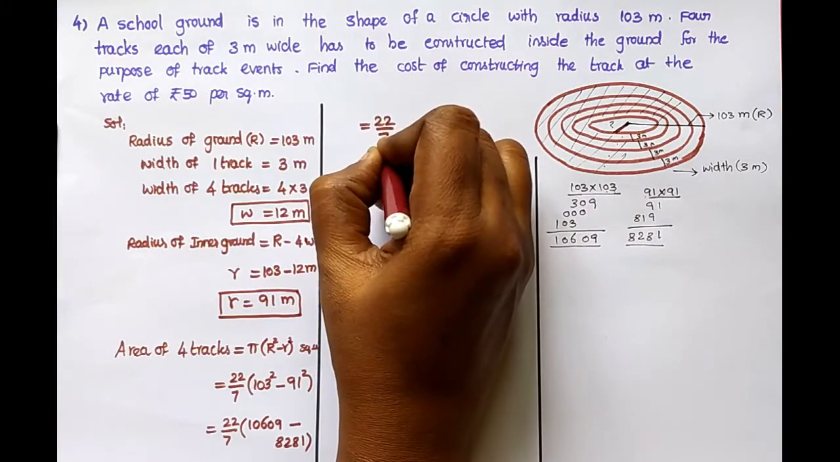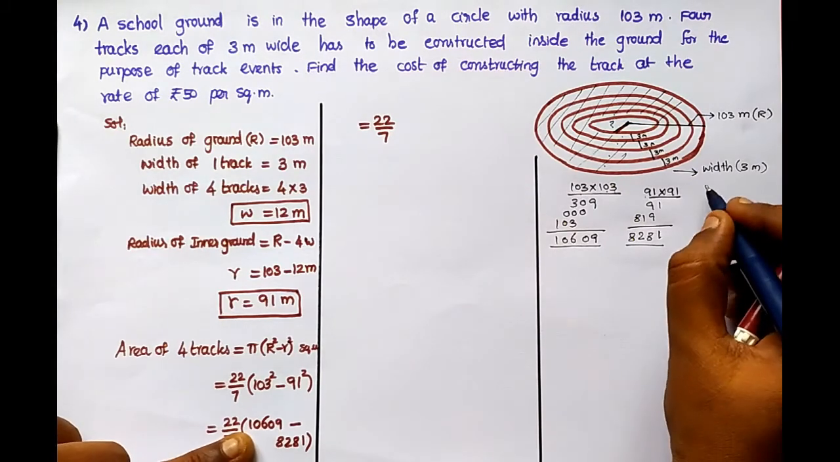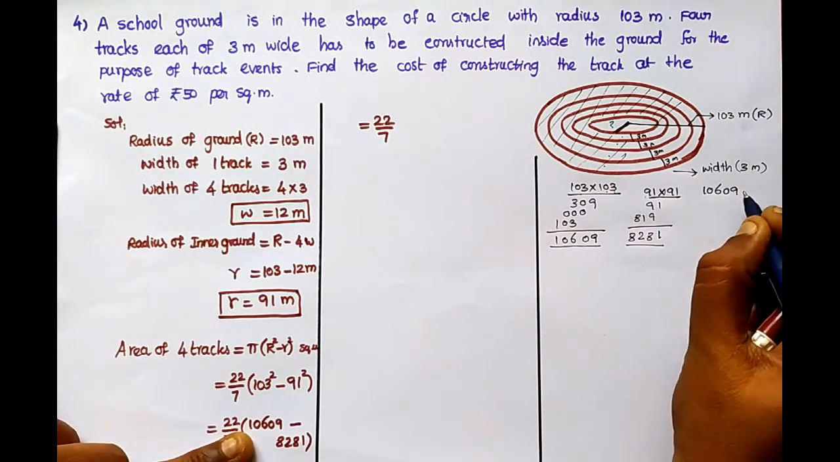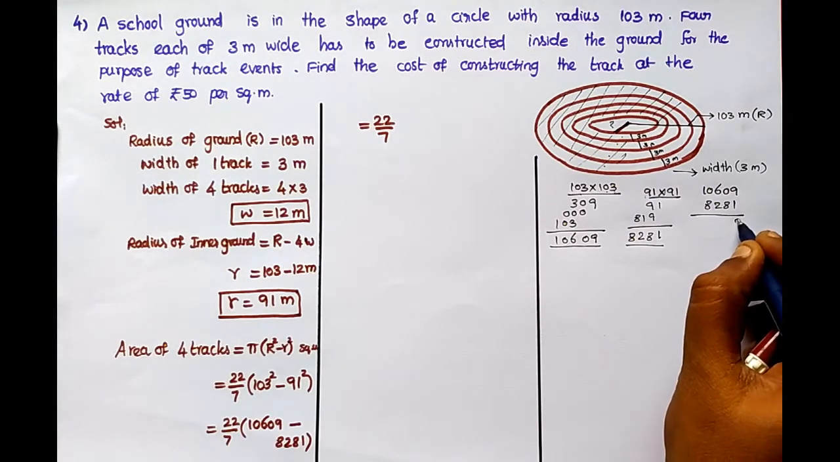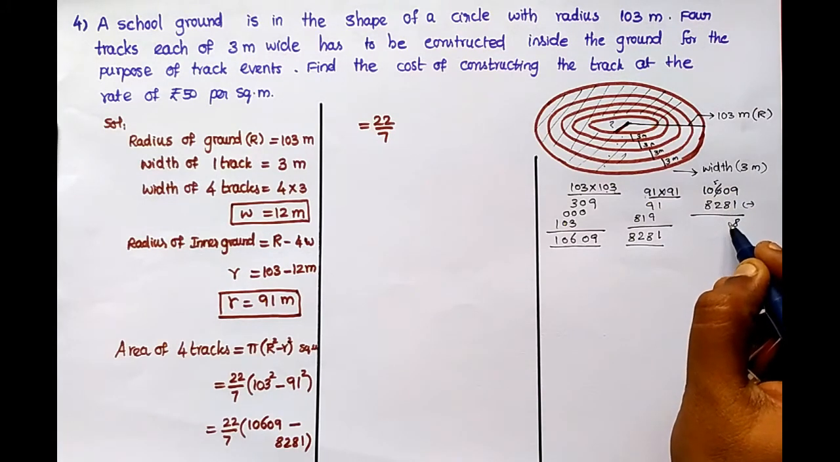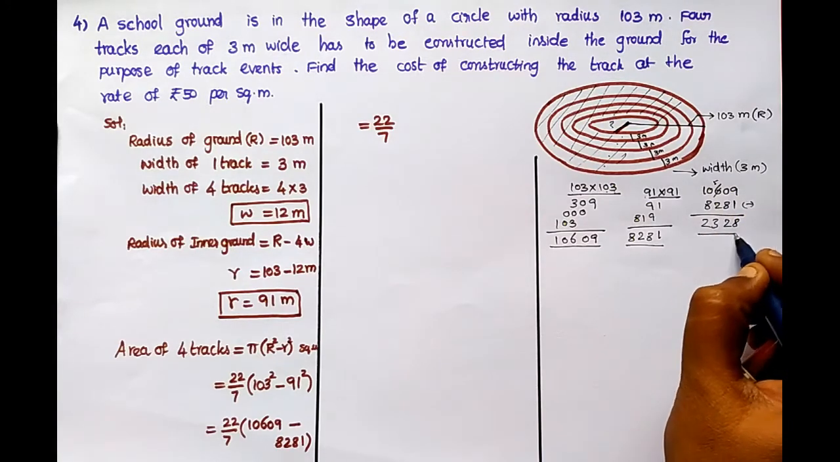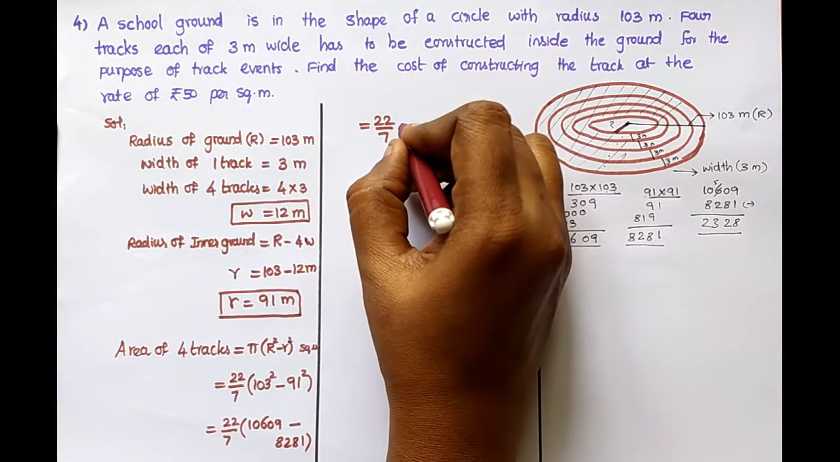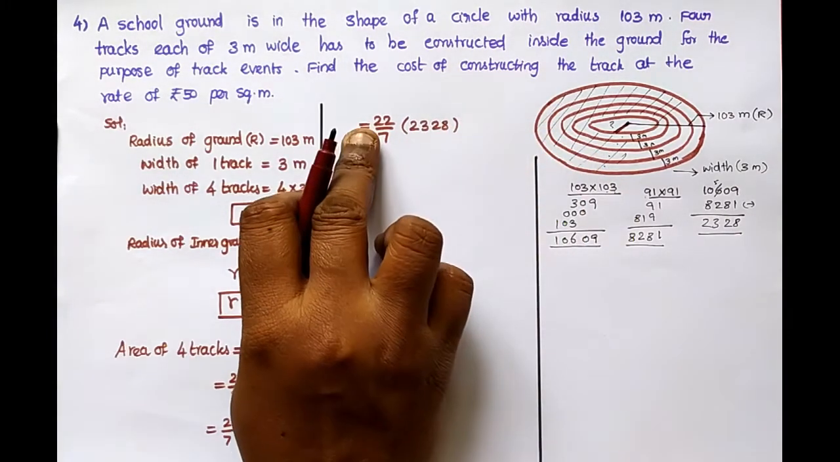22 by 7. Listen, subtract this one, right? 10,609 minus 8,281. 0 minus 8 is not possible. So, borrow 1 from here. It becomes 10. 10 minus 8, 2. 5 minus 2, 3. 10 minus 8, 2. So what's the value? 2328.